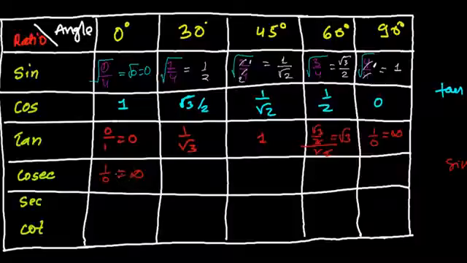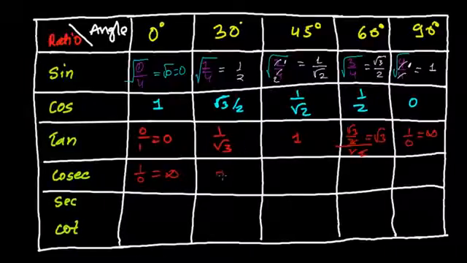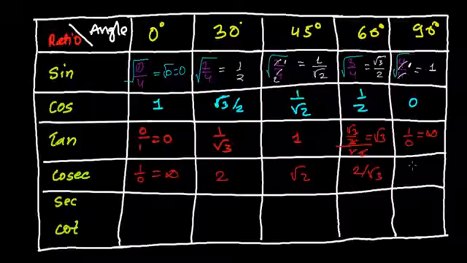Similarly, just take the reciprocal of sine. Reciprocal of sine 30, that's 2. Reciprocal of 45, that's simply root 2. Reciprocal of 60, that's 2 over root 3. Reciprocal of 1, 1 over 1, that's 1.